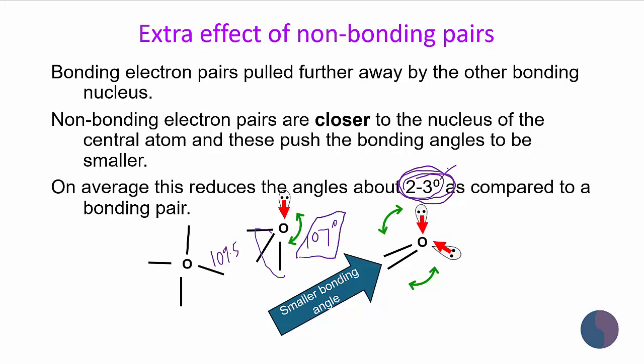This is just a good rule of thumb if you're exposed to something you don't know or you can't remember the number. Reduce it by about 2 or 3 and see if that triggers your brain to get 107. So if you lower this by another 3, this one here is a bent. Lower it by another 3, it's about 104. And hopefully that triggers you to remember it's 104.5.